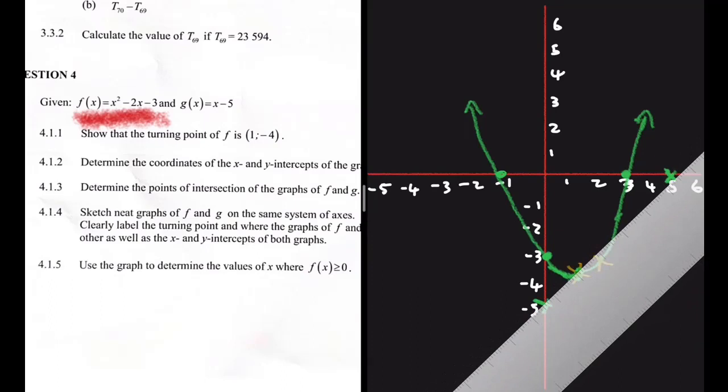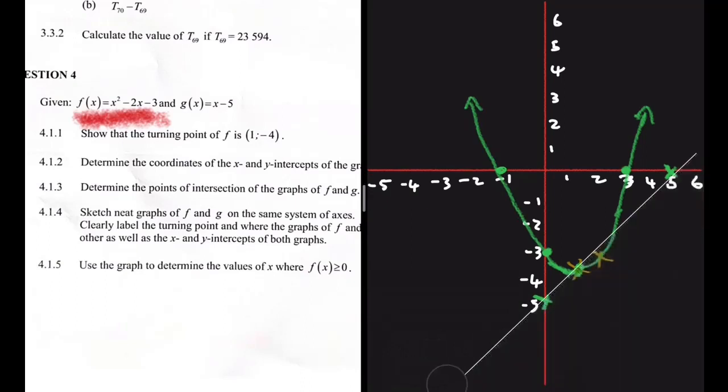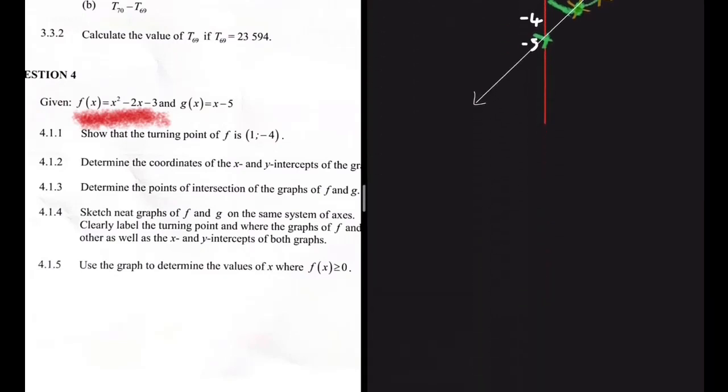Some way, somehow, our line must go through those 4 points. So it should be something like that. This is what we're supposed to do for 4.1.4. It's not so neat like they've requested, but this is the best I can do. Right, let's move forward to 4.1.5.